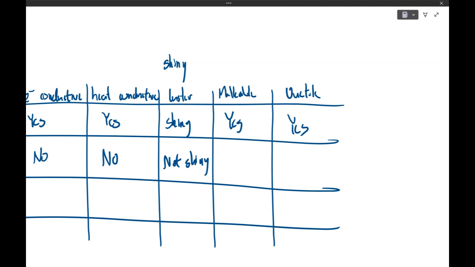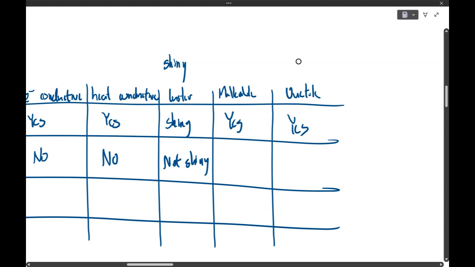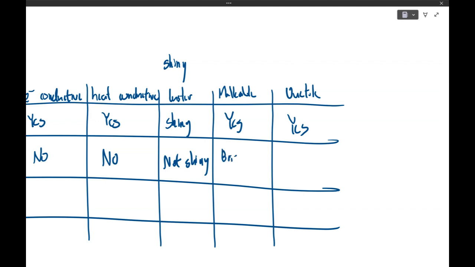And nonmetals, if they are solid, tend to not be malleable. They tend to be very brittle. So when you try to shape them, they tend to shatter a lot. And as such, they're not ductile.